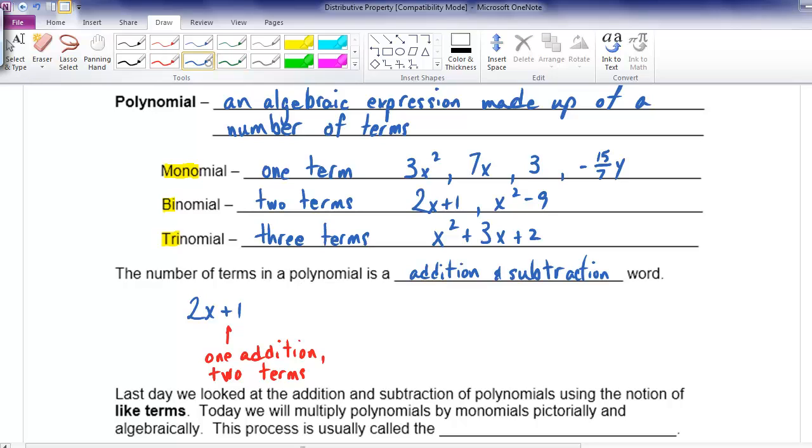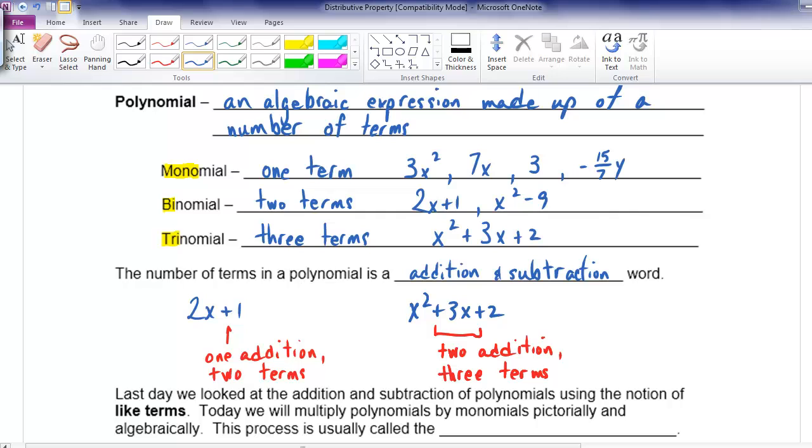And if we look at our other example, such as x squared plus 3x plus 2, in this case, we have two additions. Remember, it doesn't matter if it's addition or subtraction, addition and subtraction. What we see is there are two addition symbols, and that breaks this up into three pieces, and it has three terms.